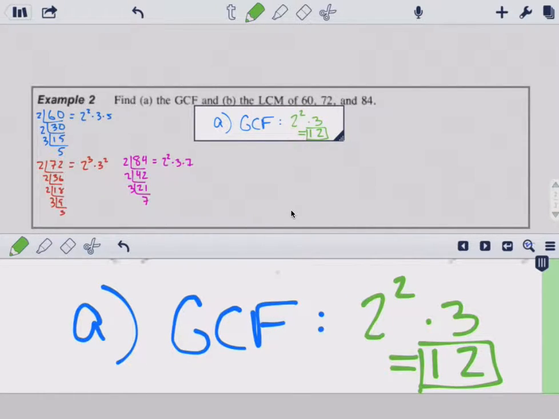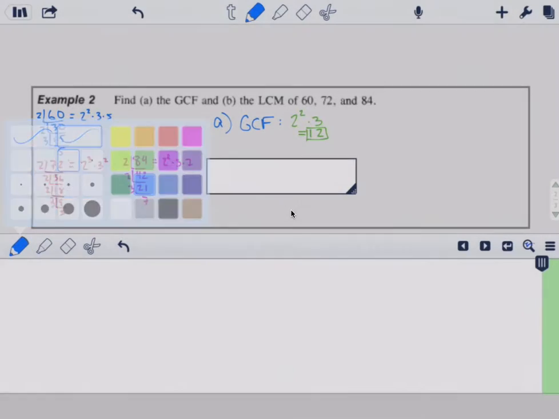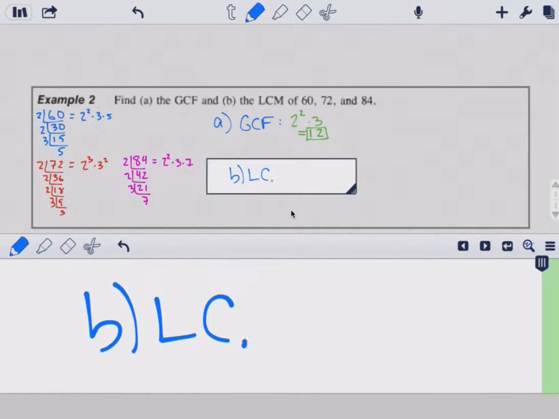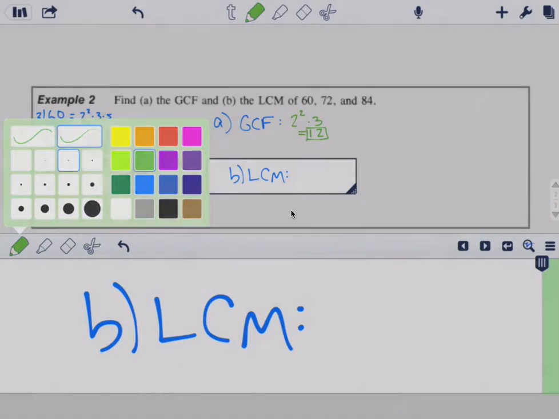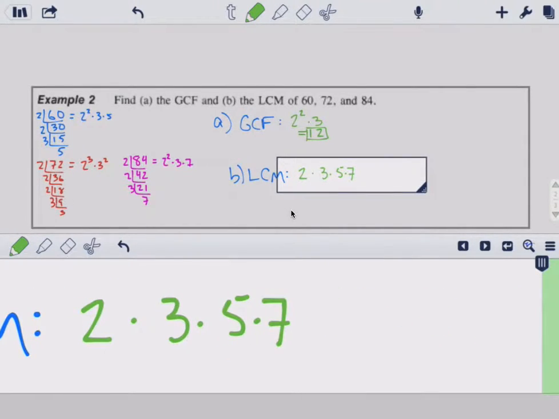We've got a 2 squared. We've got a 3. 5 doesn't go into everything, it only goes into 60. 7 doesn't go into everything, it only goes into 84. Looking at B. B is the LCM. That's the least common multiple. Okay, the least common multiple means we're going to take each piece, which is, I've got a 2, I've got a 3, I've got a 5, and I've got a 7. Okay, all those show up.